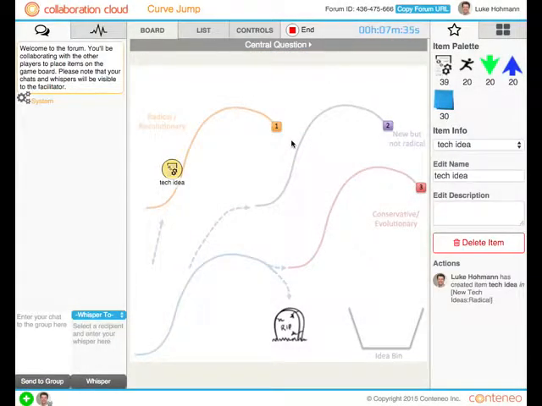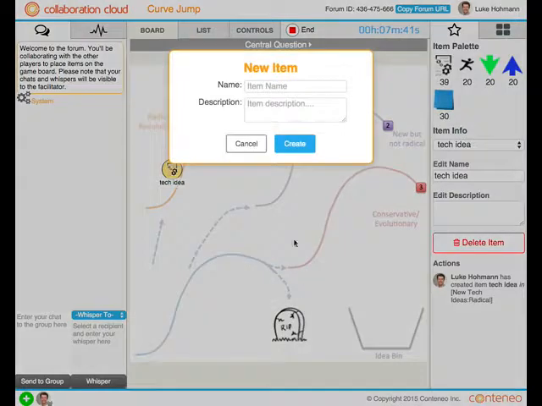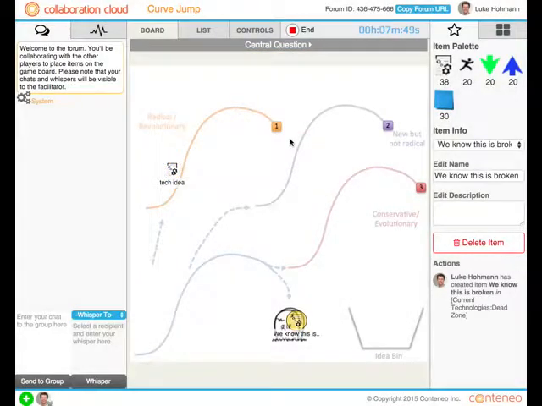The second thing that we might do is we might add a tech icon down into rest in peace. And what this represents is we know this is broken. So it would be some kind of technology that's broken.